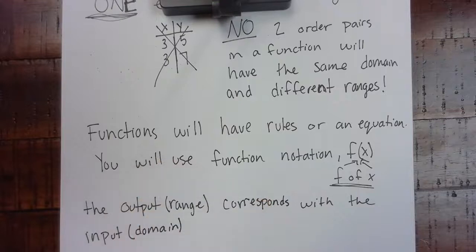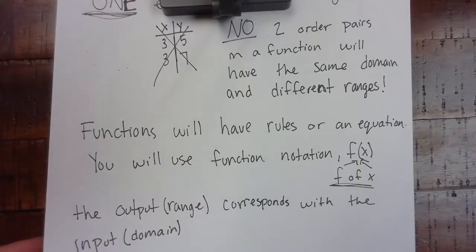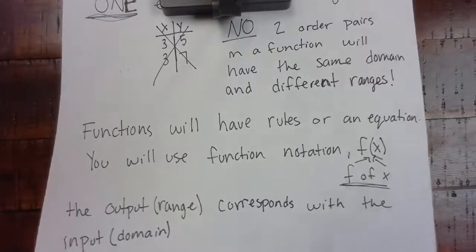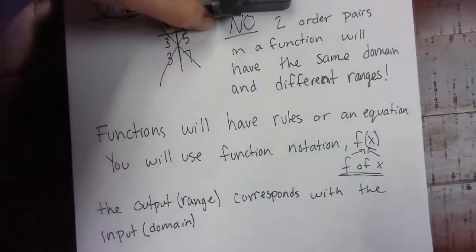We have some more words we're going to have to remember. And so the output, which is the range, corresponds with the input domain. That's important to know with function notation. So let's try and look at some of these rules to hopefully make a little more sense. Let's just switch your papers.